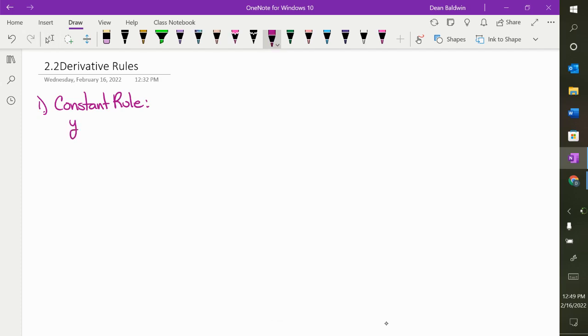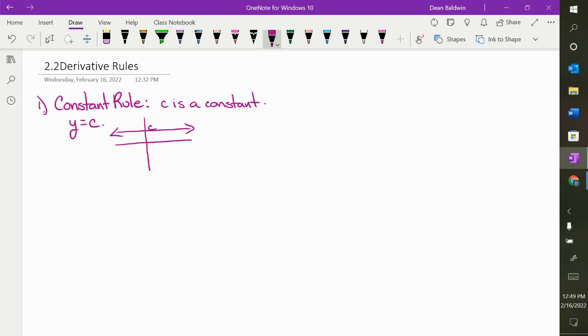So if I say y is equal to c, c is some constant. Now we can just do this visually at first. What does the graph of y is equal to c look like? I.e., if I said c was 4, what does the graph of y is equal to 4 look like? It's a flat line, right? At c.